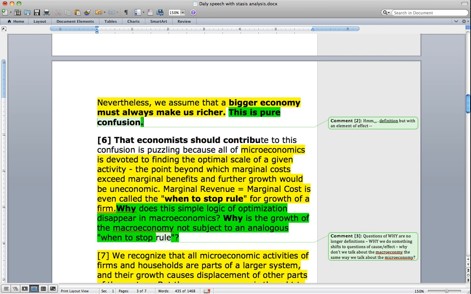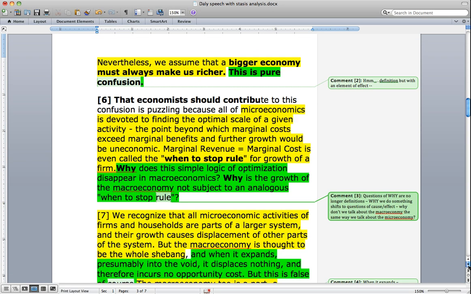And so what I've noted here is that questions of why slip away from being questions of definition and shift into questions of cause and effect. Why don't we talk about the macroeconomy the same way we talk about the microeconomy is essentially what he is asking us here. So he's thinking about questions of effect.